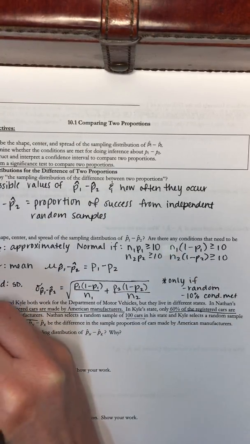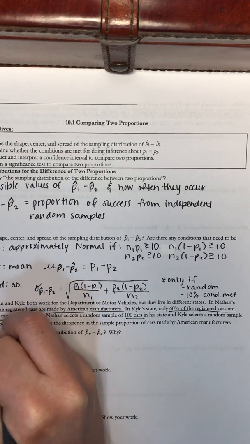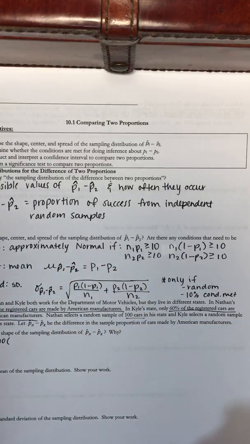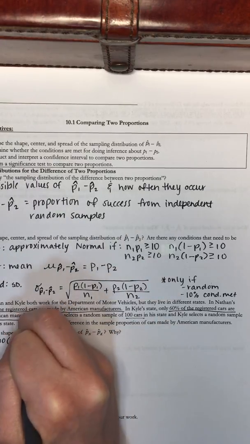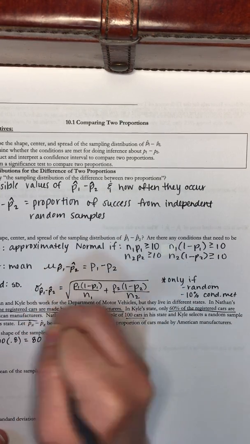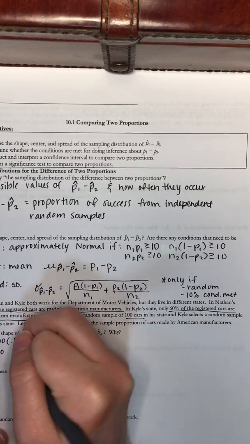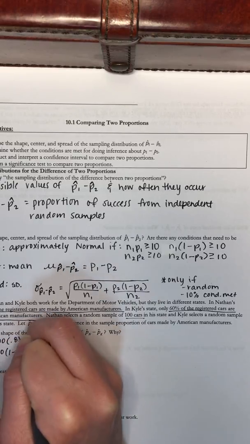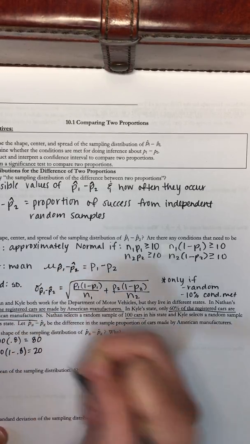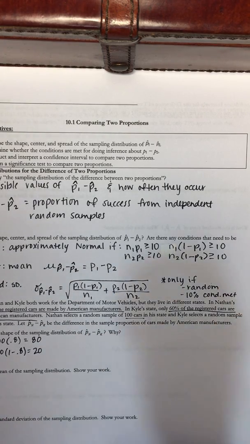So for Nathan, he took a random sample of 100 cars. And the proportion of registered cars made by American manufacturers in his state was 0.8, or 80%. 100 times 0.8. I really hope y'all all know what that is before I write it. But I can't pull popsicle sticks when it's a video. Okay. Oop, 20. Remember, these should add up to your n, otherwise you multiplied wrong or something.